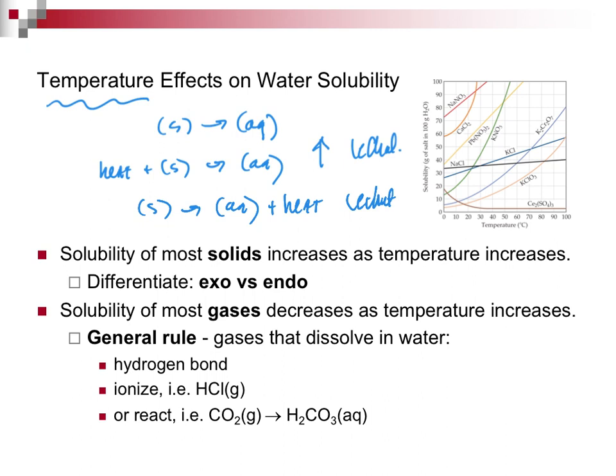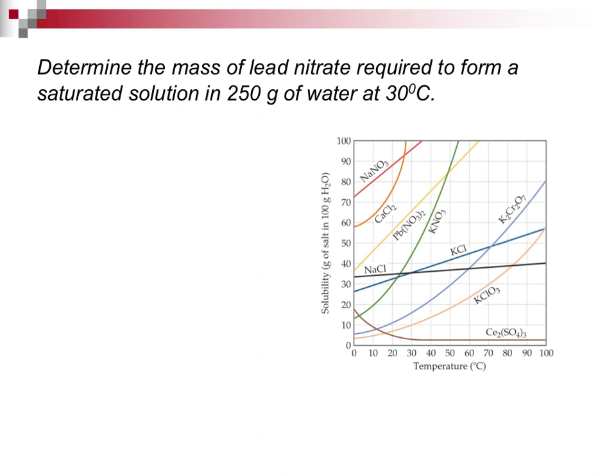All right, so you should be able to label this. The first one is an endo reaction. The second one is an exo reaction. It comes to us from chapter 5. You can see that if solubility increases with temperature, I'll just pick on potassium nitrate, you can dissolve more solid in the water. If instead of a solid you have a gas, there is a general rule about gases that dissolve in water. If they can hydrogen bond, if they can ionize, or if they can react, they will be more soluble in water.